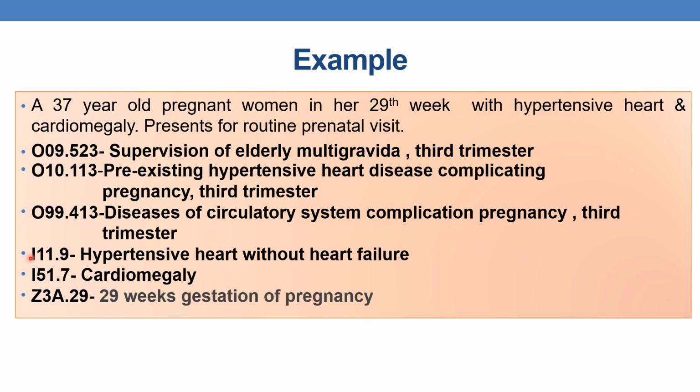And when we see under I11, we need to code I11.9 whenever the conditions are classified from I51.4 to I51.7, I51.89 and so on. So here I51.7 comes under that. I51.7 is nothing but cardiomegaly. Additionally, weeks of gestation, Z3A.29, 29 weeks gestation of pregnancy. So these many codes must be given for this particular example.